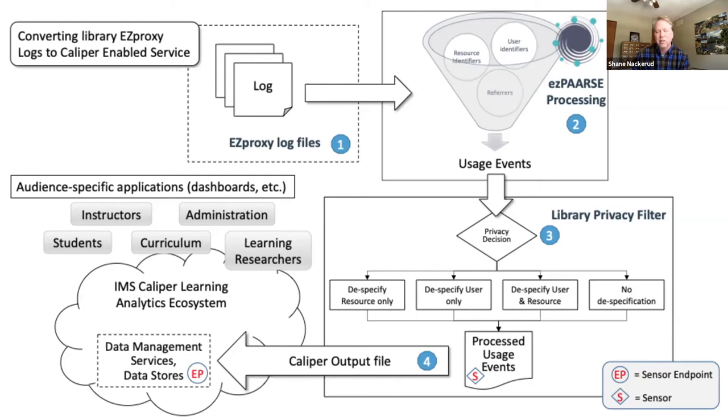Or you might want to go the opposite of that and be more general with the user, but get specific in what was actually accessed. This library privacy filter that this tool will have will make that possible. And then it will spit out the Caliper output based again on the Caliper library profile. That Caliper output can then be put into a learning record store or some kind of other analytics ecosystem, as it says there.